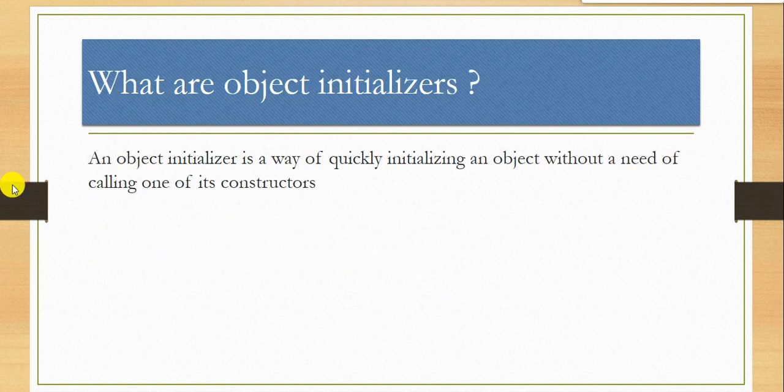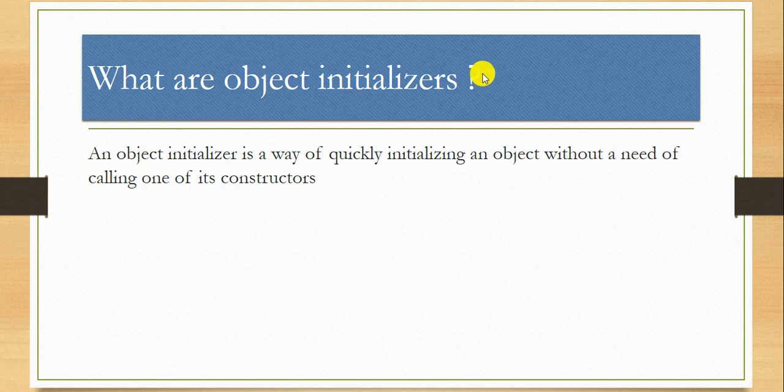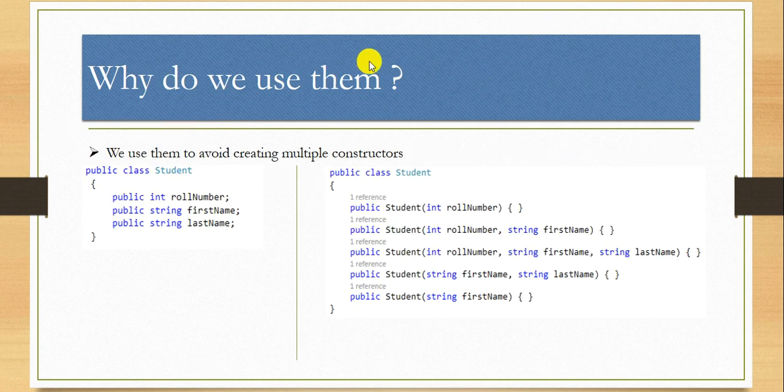So first I'll talk about what are object initializers. An object initializer is a way of quickly initializing an object without the need of calling one of its constructors. Next, I'm going to talk about why do we use them. So basically, we use them to avoid creating multiple constructors. So now I'm going to explain what is the problem in using multiple constructors.